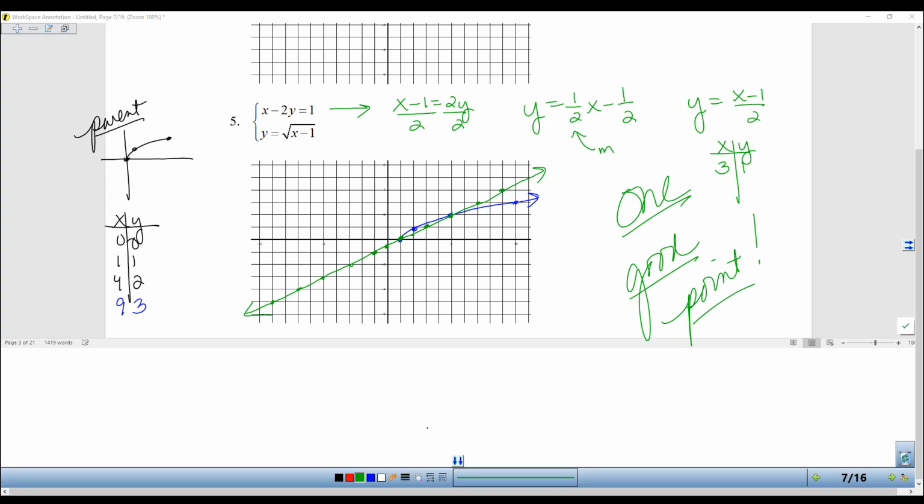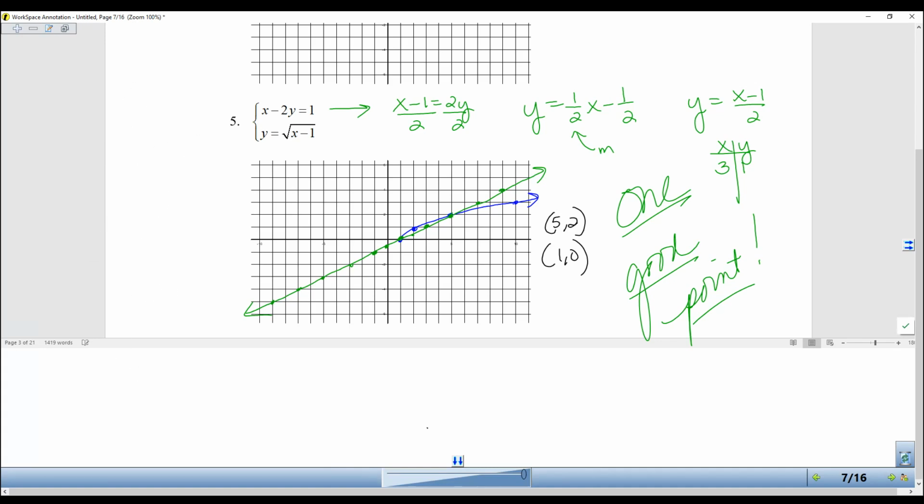I can see from here what my answers are. I can see the 5, 2, and I can see the 1, 0. How would you do this problem algebraically? I don't know. This one might be one where graphing is a little bit easier.